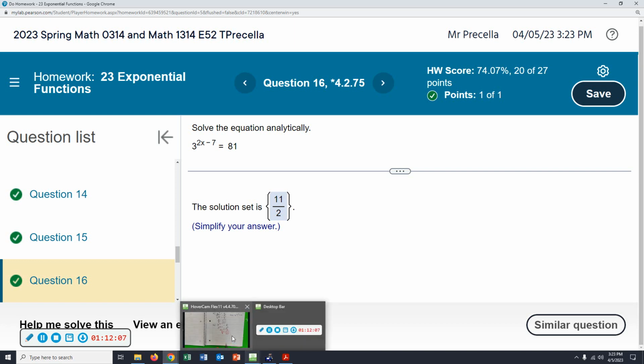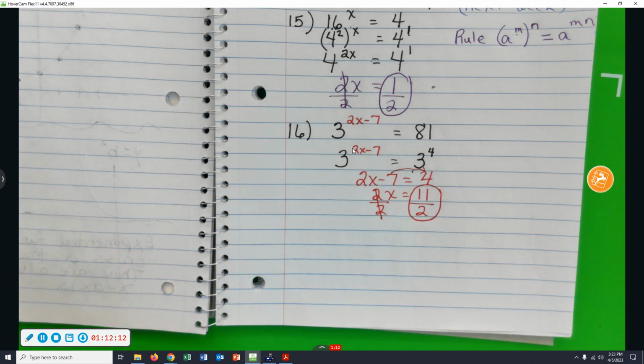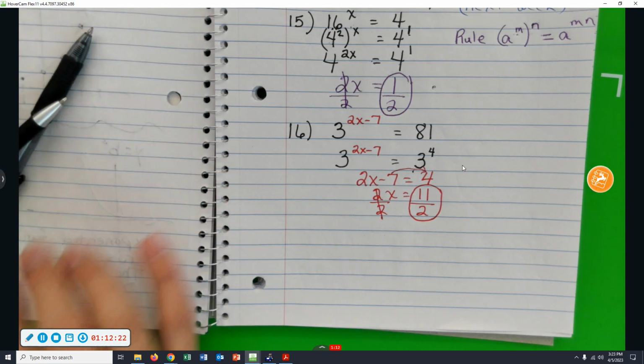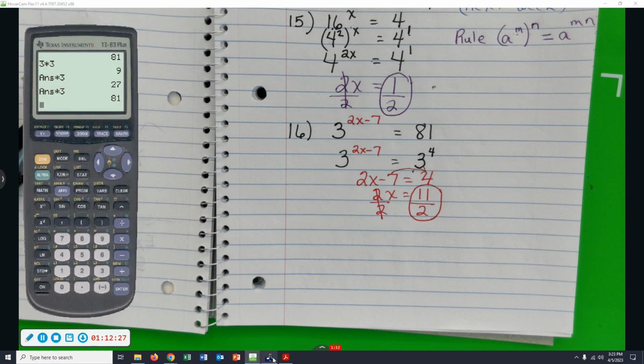3 is a prime number. You're not going to change the 3. It has to stay a 3. And so you've got to be able to use a 3 to write 81 if you're going to get a common base. And how do you figure out 4? You just start multiplying 3s together. How many 3s does it take? 3 times 3 is 9, times a third 3 is 27, times a fourth 3 is 81.